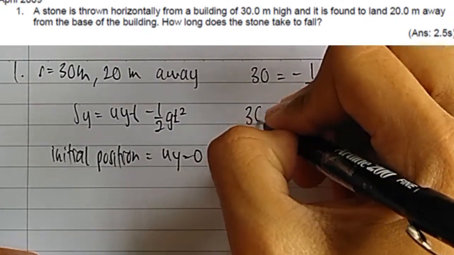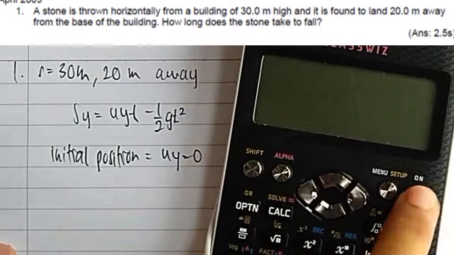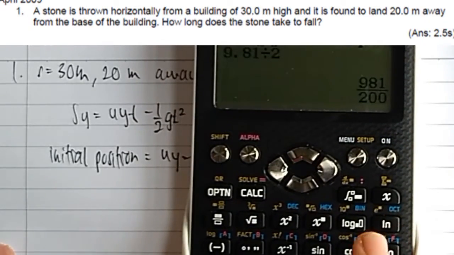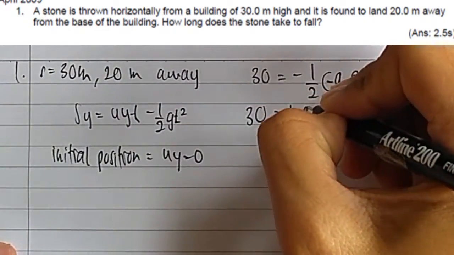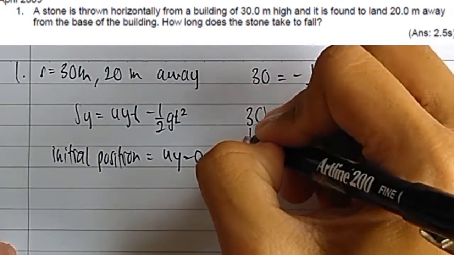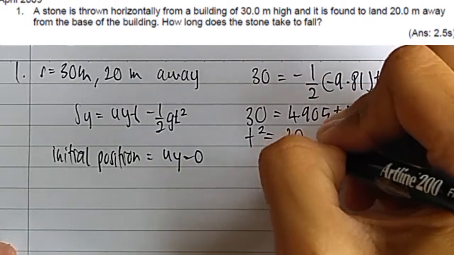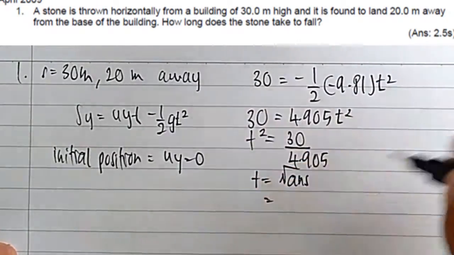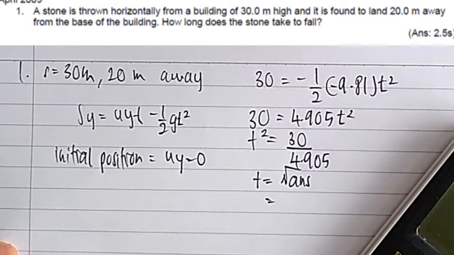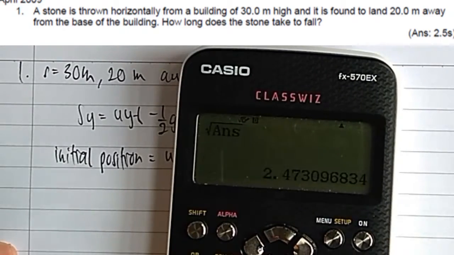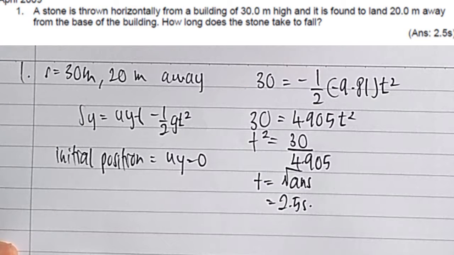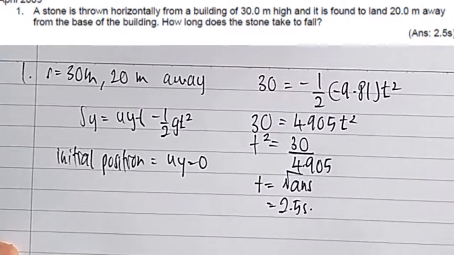Then 30 is equal to 9.81 times, divide 2 is equal to 4.905, 4.905 t squared. And we rearrange the equation. We have 30 over 4.905, and t is the square root of the answer, which is equal to 30 divided by 4.905, square root of the answer, 2.5 seconds. So this stone takes 2.5 seconds to fall from the building onto the ground.